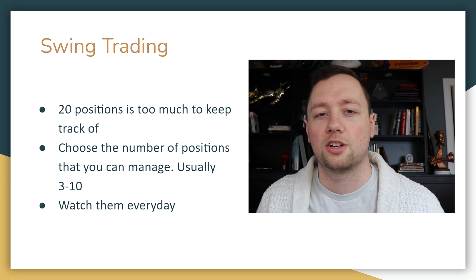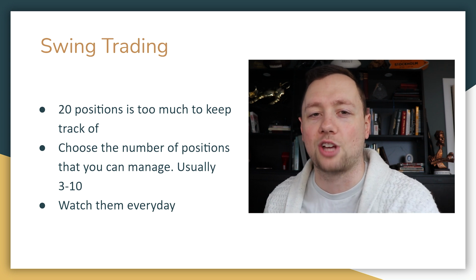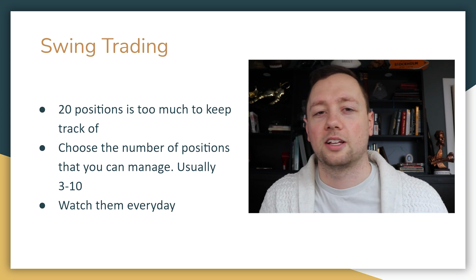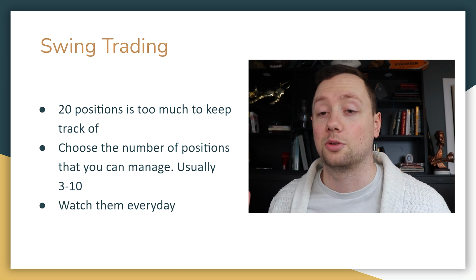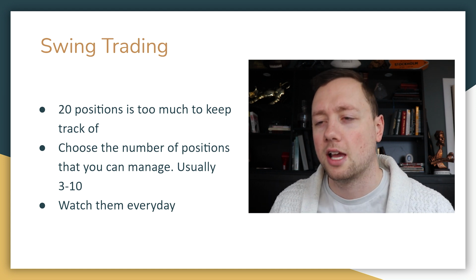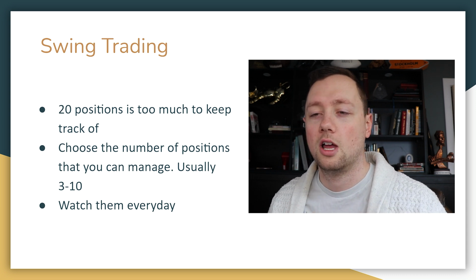Typically, when I see swing traders, it's usually in that 3 to 10 range. Anything more than 10 just becomes a lot to manage every position and stay on top of it. Anything less than 3 and you maybe get bored a little bit because it's not super active and you're not doing a whole lot. But that 3 to 10 range is sort of the Goldilocks range that I see most people falling into, and that's definitely where I fall when I'm swing trading.